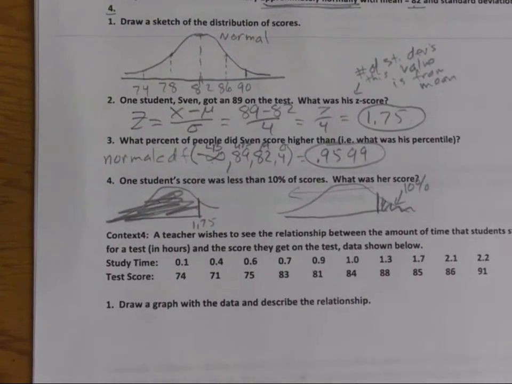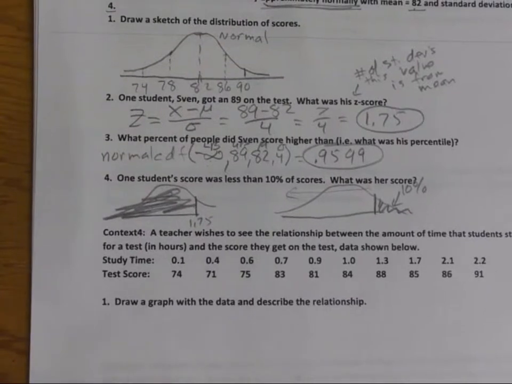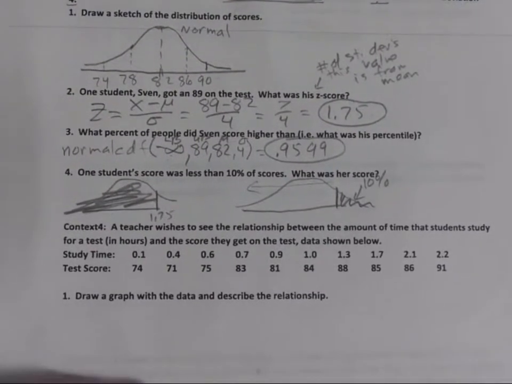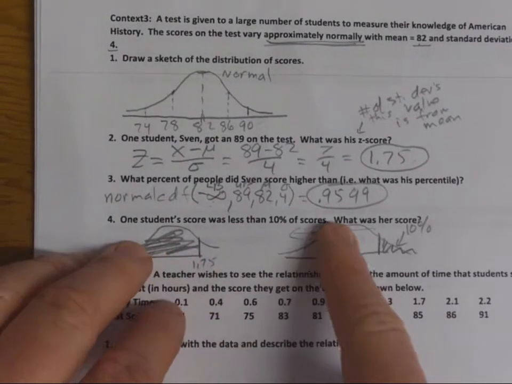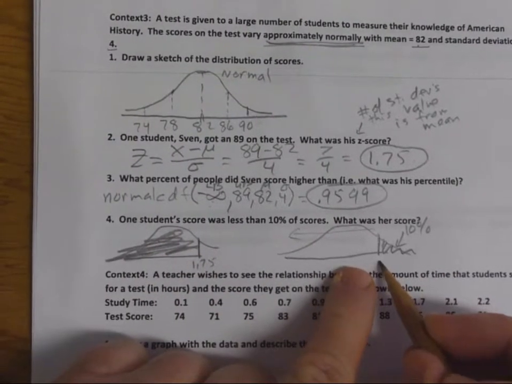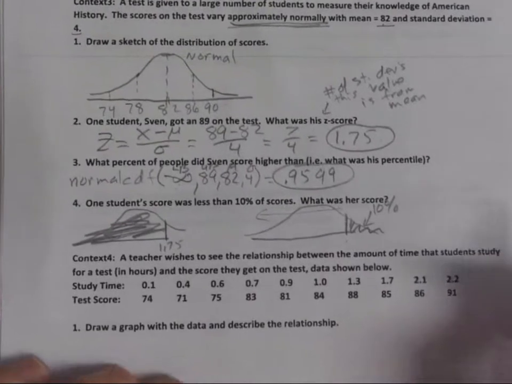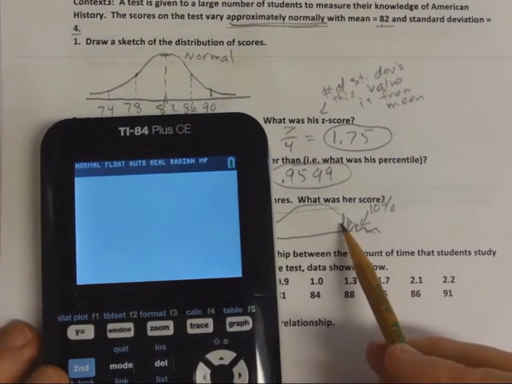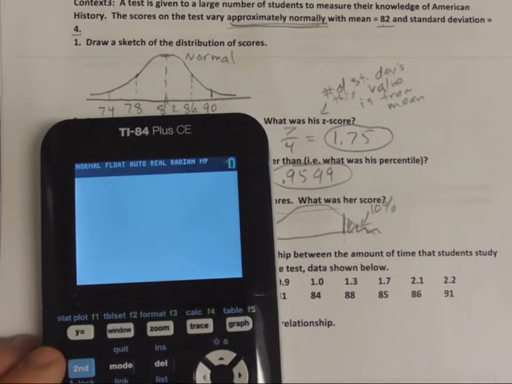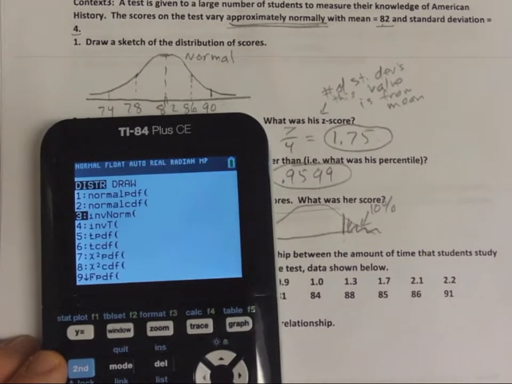So what we can do is we can use a function called inverse norm. So normal CDF tells us the area of the curve. But inverse norm tells us the x value here. Okay, so what we will do is we'll use what is known as inverse norm for that when we're given, in essence, a percentile. So I will do second distribution and go to inverse norm.